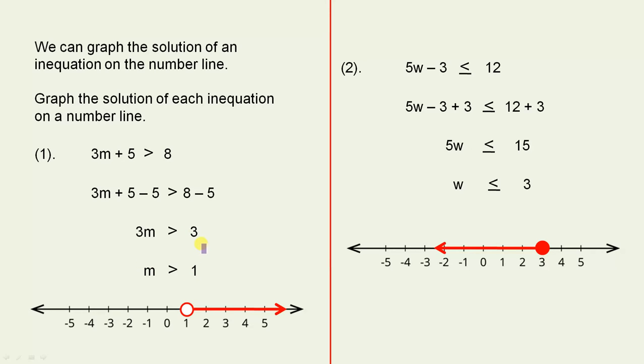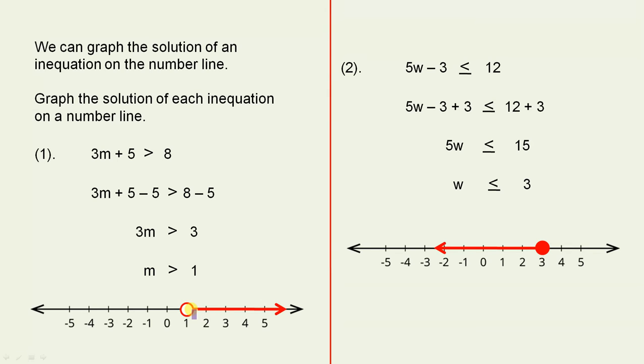So in the last video, we only solved the inequation. But in this video, as well as solving the inequation, we also graph the solution on a number line. So we're looking at m > 1. So we're looking at all the numbers to the right-hand side of 1. And that's how we graph it on the number line.